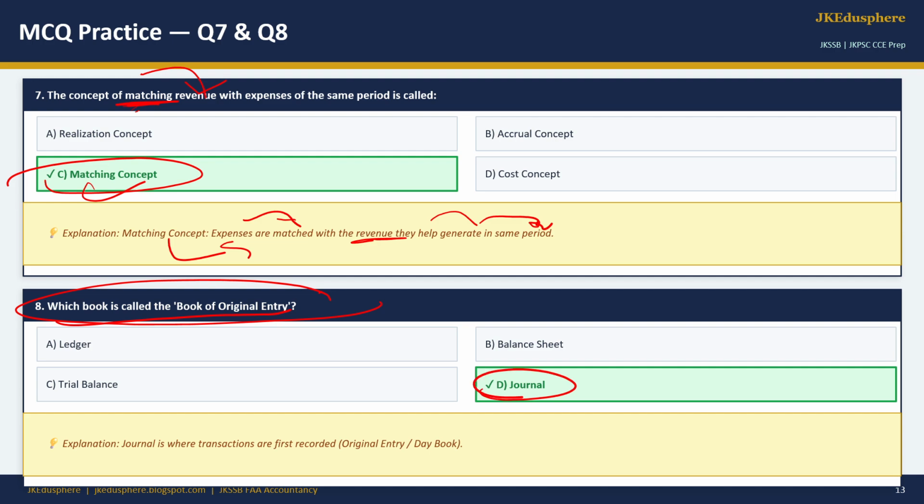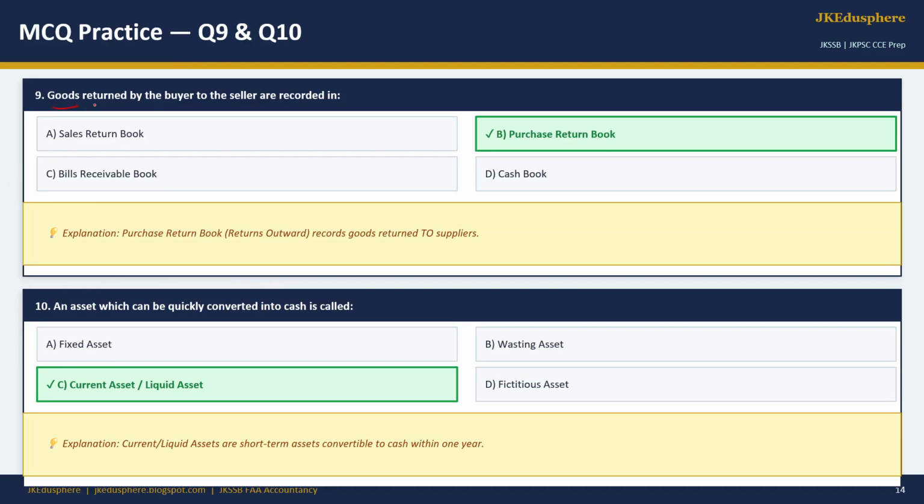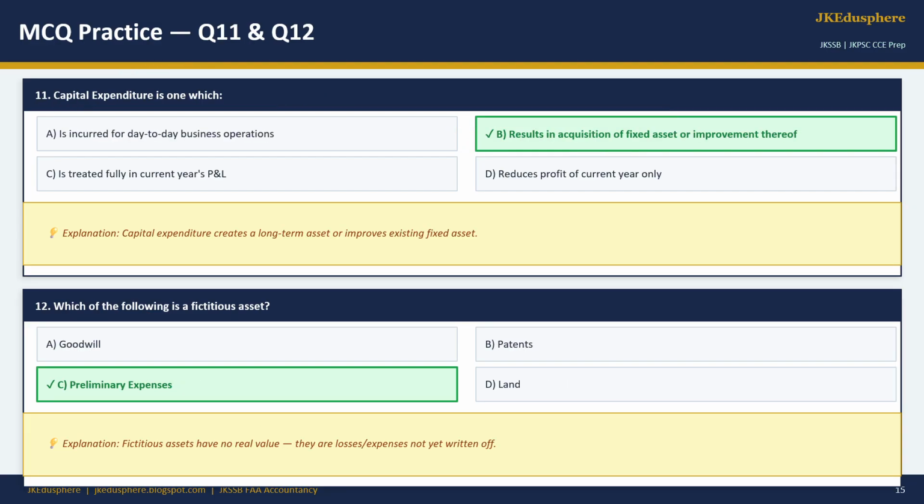So which book is called book of original entry? Journal entry. Journal. This is a statement. Whereas ledger is book of. You can comment down, but it is of. So the next part is goods returned by the buyer to the seller are recorded in purchase return book. We will see this in upcoming lectures. Just hold for it. So an asset which can be converted, we'll see this as well.